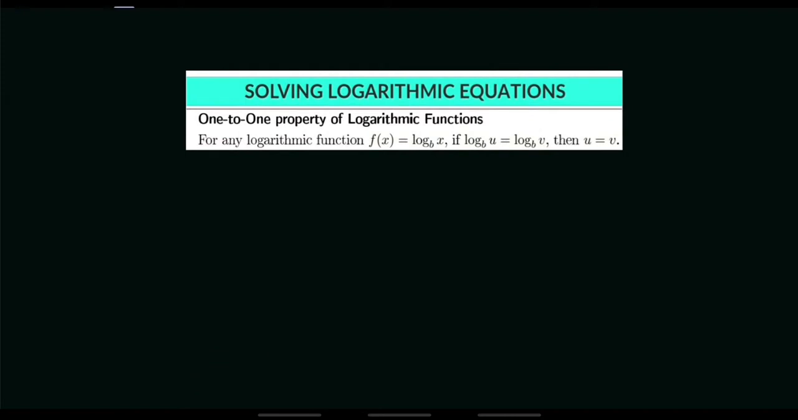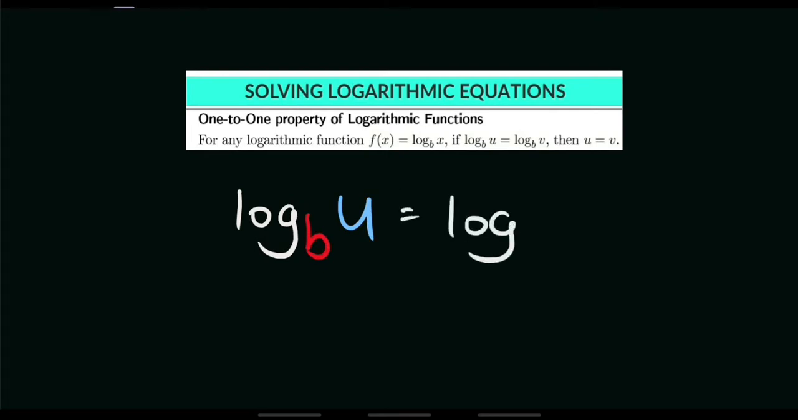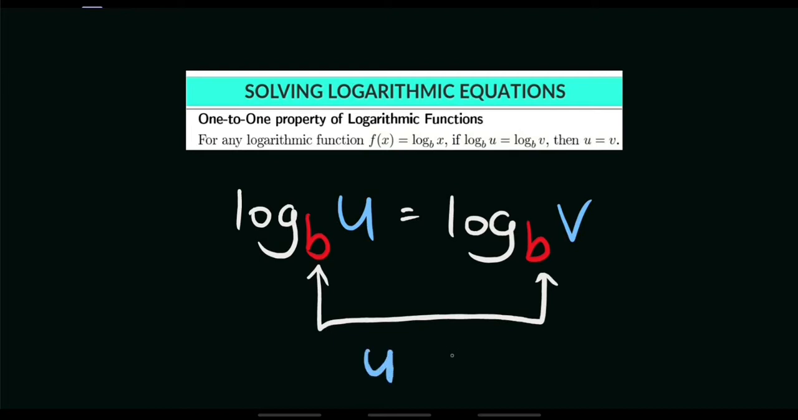According to this one-to-one property, for example, we have the logarithm of a number, let's say that number is u, with the base of b. Let's say that is equated to another logarithm of another number, let's say v, logarithm of v with the same base. If you encounter logarithms with a common base, automatically the values of u and v are equal. So just equate those given values. Let's try to solve some problems using this one-to-one property.